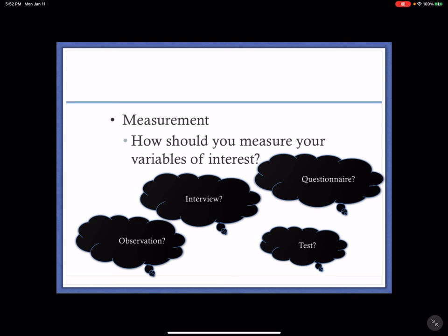Measurement, and we touched on this as well in the baby study. How should you measure your variables of interest? So in this case, we wanted to know about Mozart and intelligence. So we gave our participants, or the Nature study gave their participants, a spatial reasoning test. And we've already talked about how that might not have been the best way to operationalize intelligence. And the point of this measurement tool is you have all kinds of options to get at what you want to know. You can do an observation, an interview, give them a questionnaire, or give them a test. And of course, we're going to spend a couple lectures talking about that.